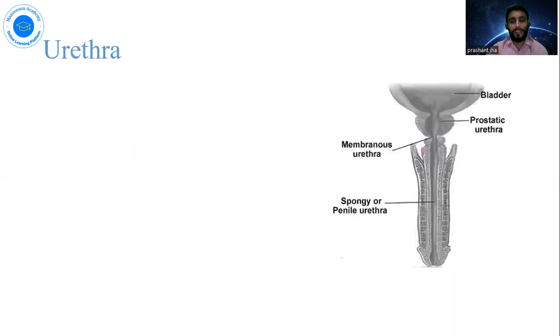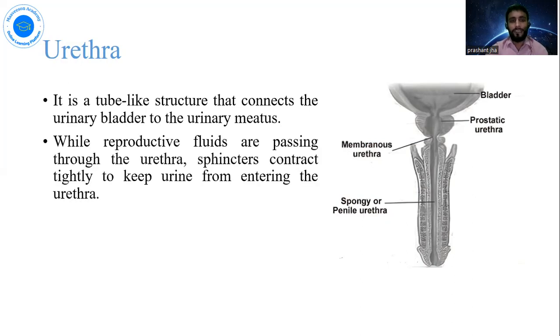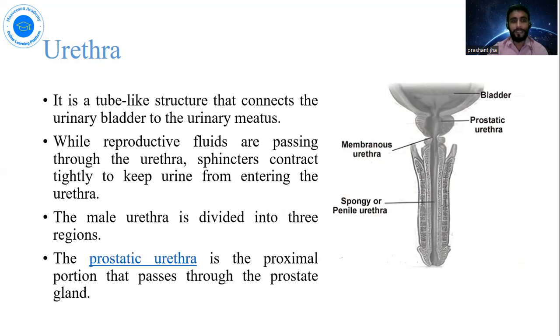Next is the urethra. It is a tube-like structure that connects the urinary bladder to the urinary meatus. While reproductive fluids are passing through the urethra, the sphincters contract tightly to keep urine from entering the urethra. The male urethra is divided into three regions. The prostatic urethra is the proximal portion that passes through the prostate gland.